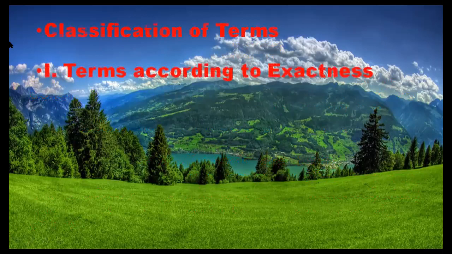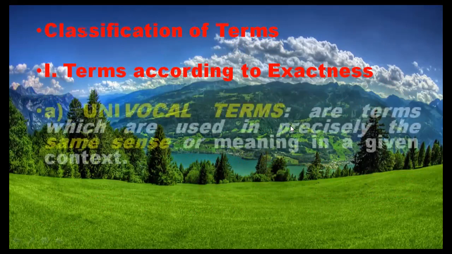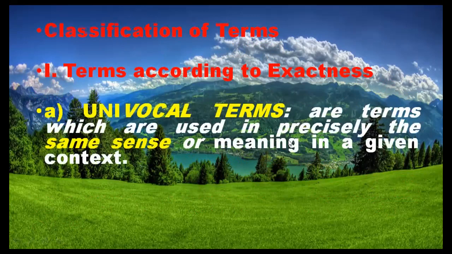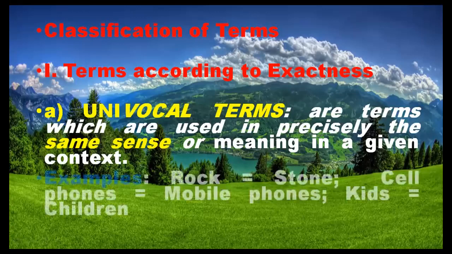First, terms according to exactness. What exactly is meant there? The first category is univocal terms. Uni means single, una, unum. Unique, meaning one meaning only, are terms which are used in precisely the same sense or meaning in a given context. So, one sense only.